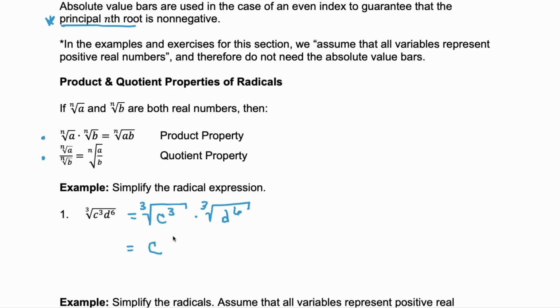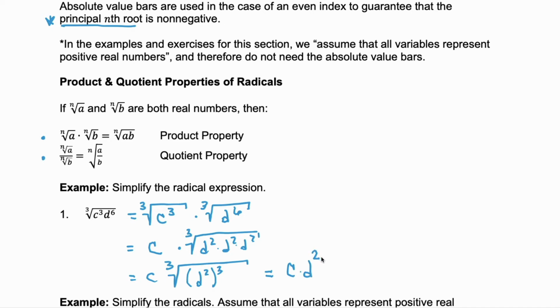We saw that above. And the next one, the cube root of d to the 6. Well, d to the 6 is the same as d squared times d squared times d squared, right? Or this is the same as taking the cube root of d squared cubed. So this would equal c times d squared, because we take the cube root of something cubed and we're left with just that base.